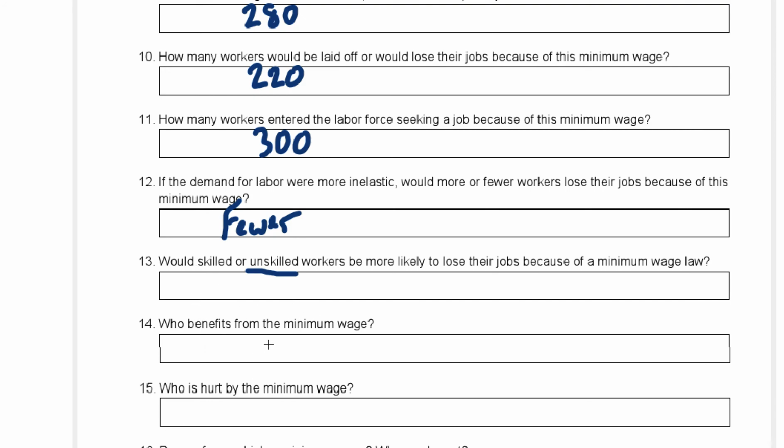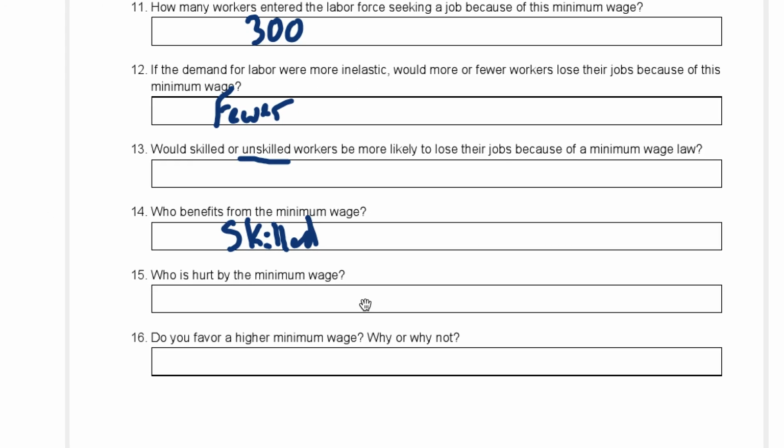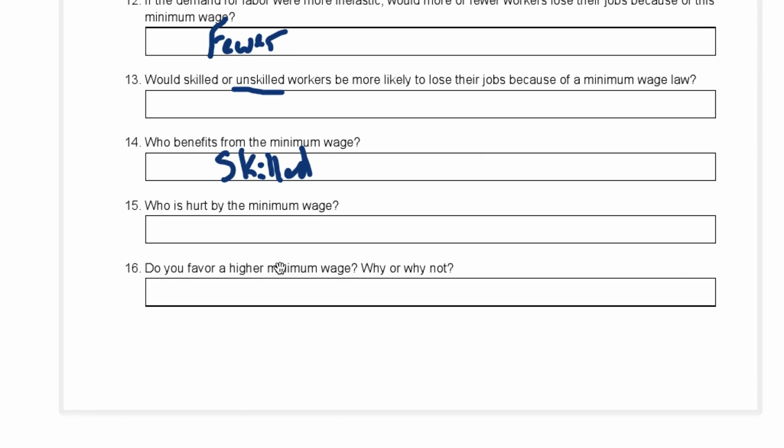So who benefits from the minimum wage? It's usually more skilled workers. And skilled workers who get to keep their job. And then who's hurt by minimum wage? People who lost their job, unskilled people. And again, if it's lots of people, just about everybody, if this demand curve isn't as elastic.